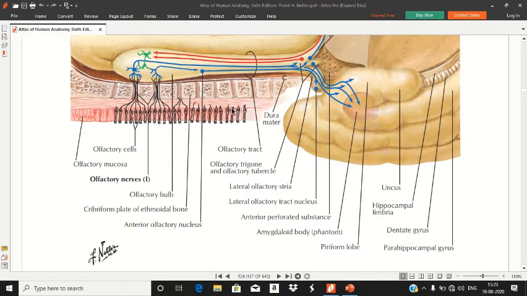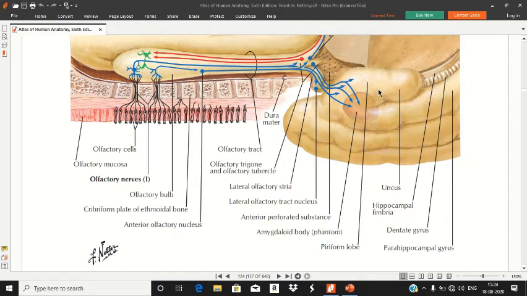This gyrus ambiens and the lateral olfactory gyrus form together the prepiriform region. The latter is continuous with the entorhinal area, that is area number 28, in the anterior part of the parahippocampal gyrus. So here you can see the parahippocampal gyrus. In front of this parahippocampal gyrus, you can identify the prepiriform region.